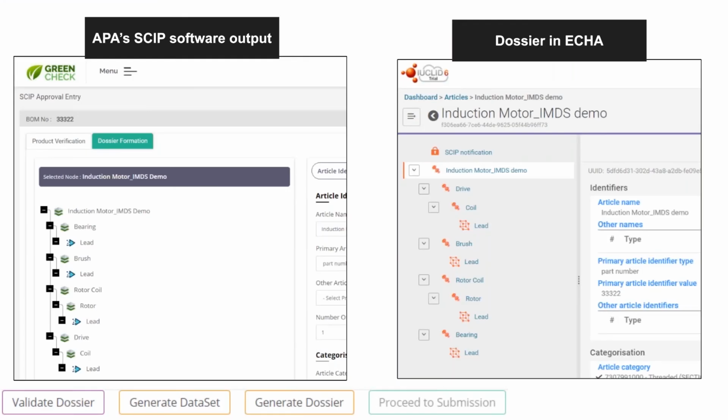This is a sample screenshot of GreenCheck. On the left side, you can see an induction motor from our SCIP module, and on the right side, you can see the same structure. It can be pushed instantaneously using our APIs.